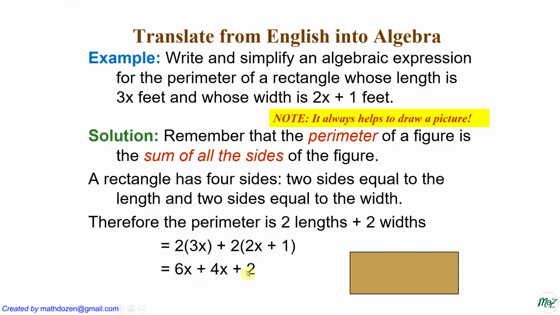There are only 2 terms or elements that look alike in this expression, and that's 6x and 4x. So finally, if we combine them, the expression for the given rectangle and its perimeter will be 10x plus 2. As long as we know what x is, we will know how large or small the given rectangle is.